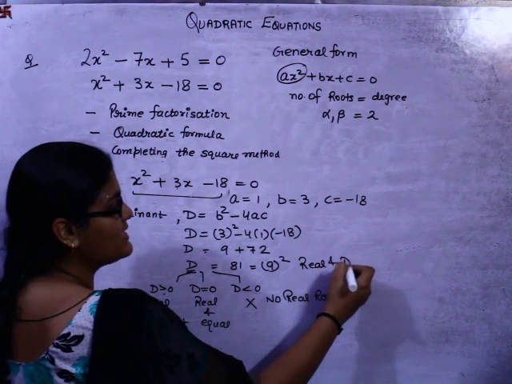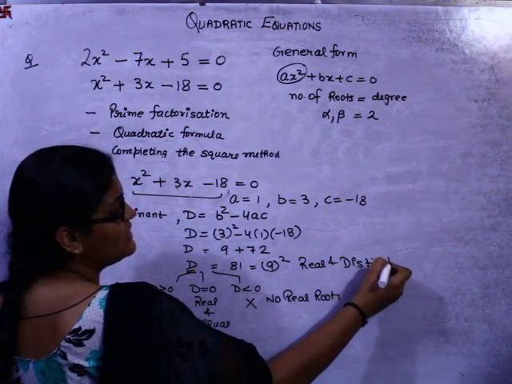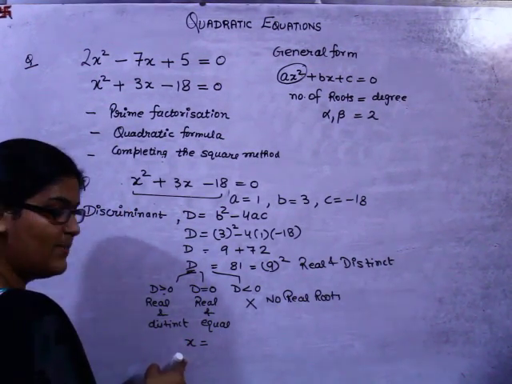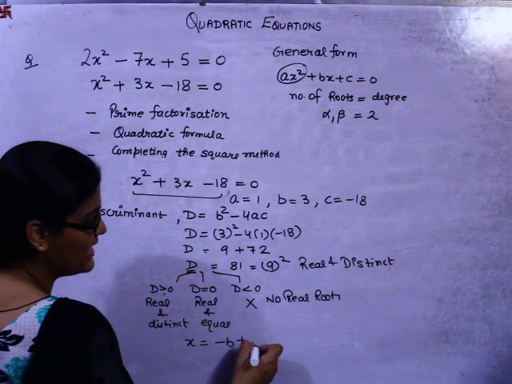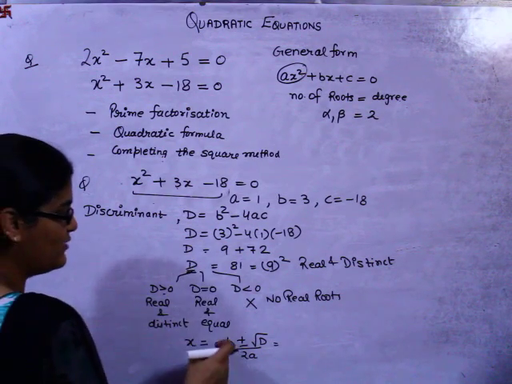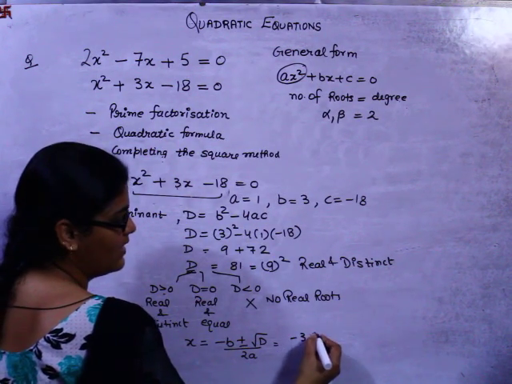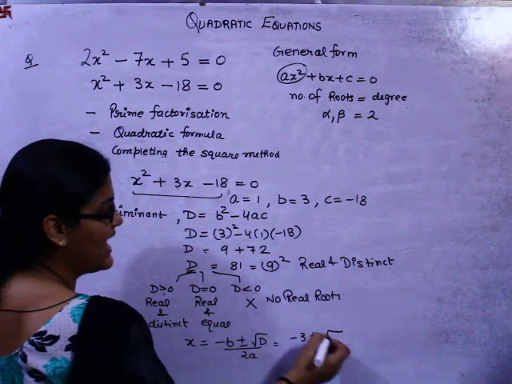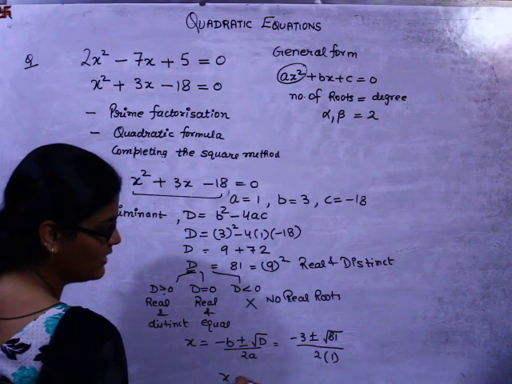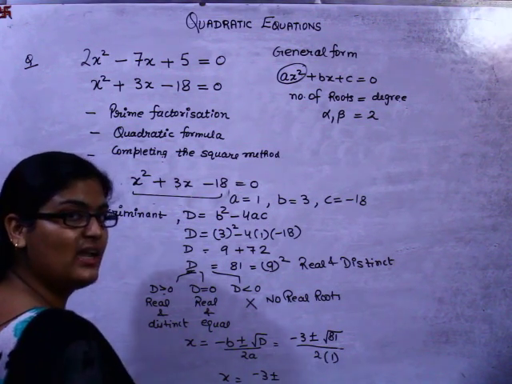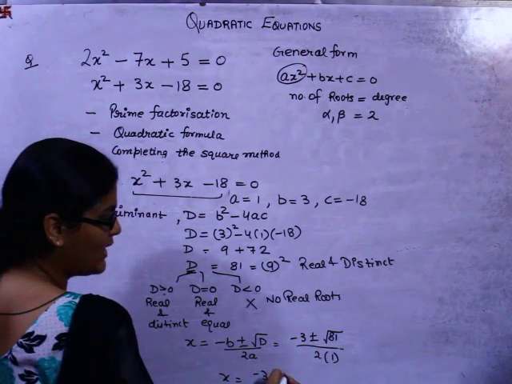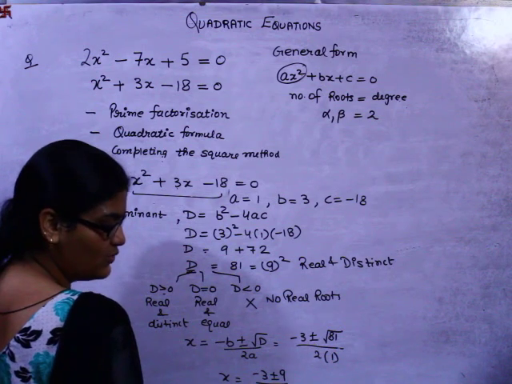Now what you have to do is just substitute this value of D into this formula. This is the quadratic formula basically: minus B plus minus root D upon 2A. Substitute all these values. B is 3, plus minus root D is 81, 2A is 2. What do you get? Minus 3 plus minus root 81 on solving it. 9 squared, the square is cancelled out with the square root. So you get 9 upon 2.